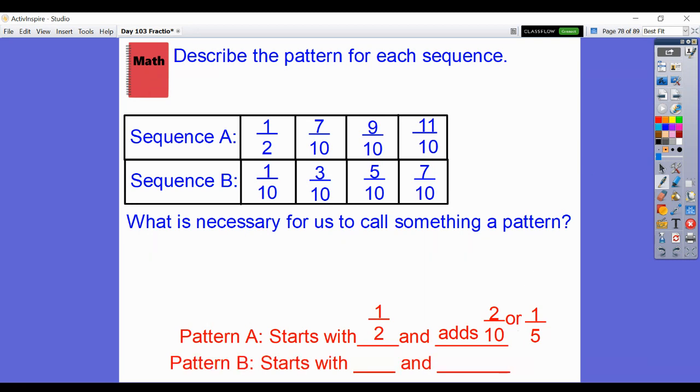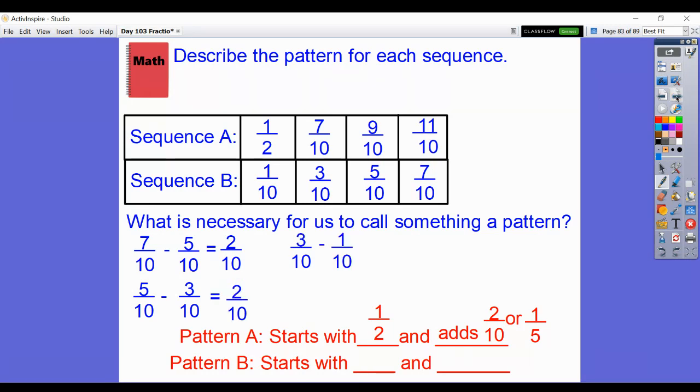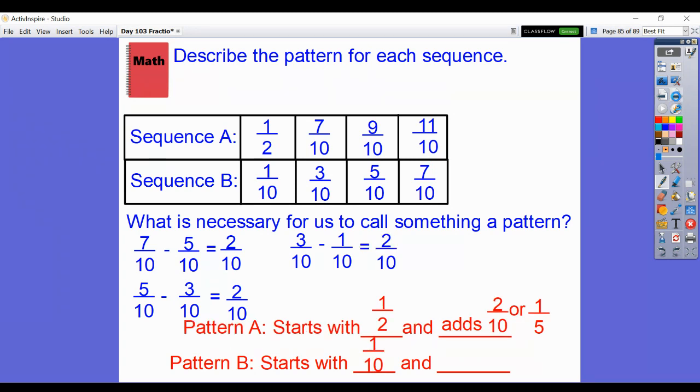Pattern B starts with 7/10 minus 5/10, starts with 5/10 minus 3/10 equals 2/10. 3/10 minus 1/10 equals 2/10. So pattern B starts with 1/10 and adds 2/10 or 1/5. Please make sure you have all of that material written in.